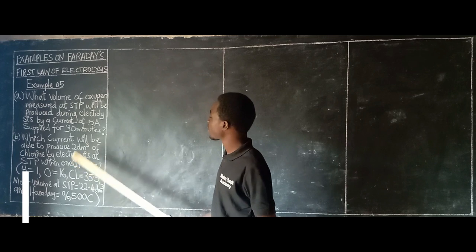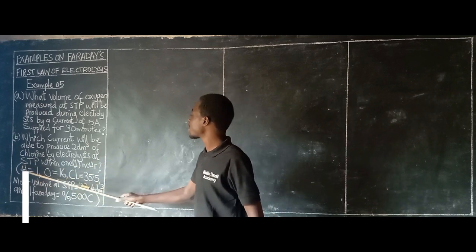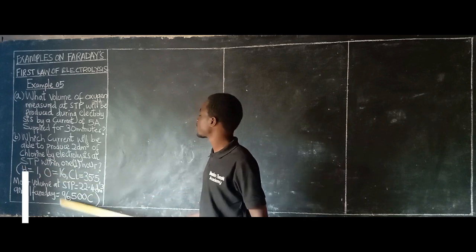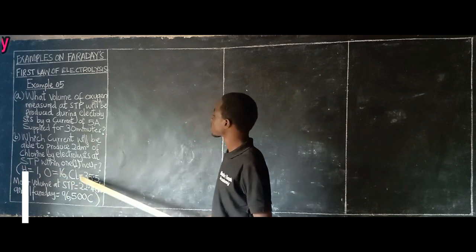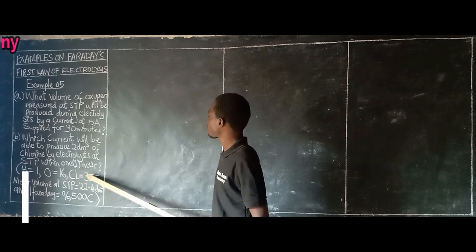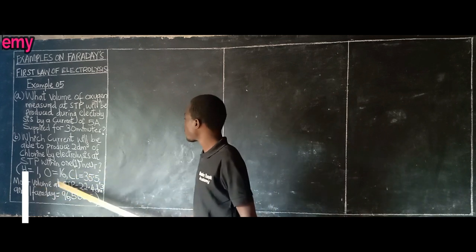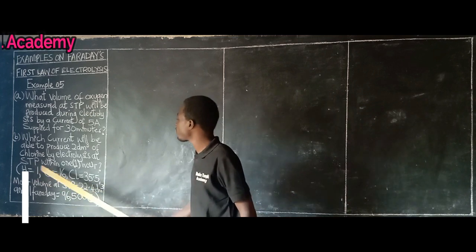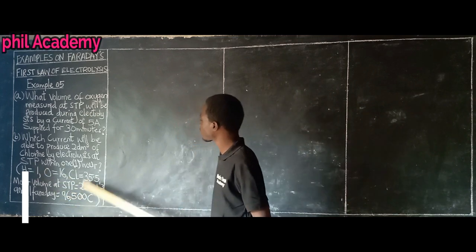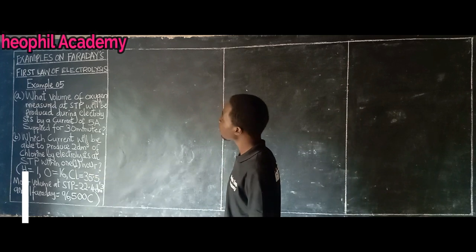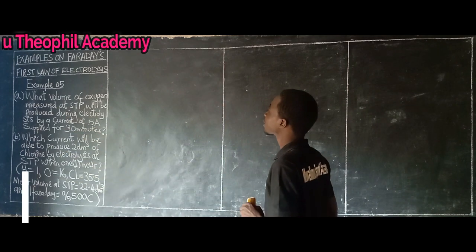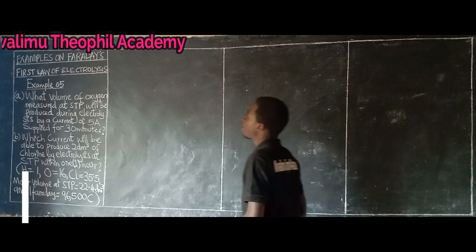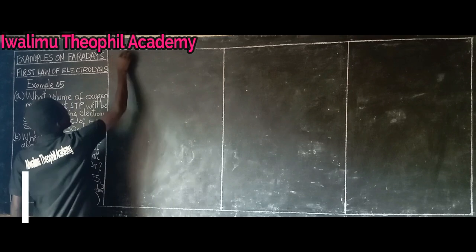We are given that the relative atomic mass of hydrogen is 1, the relative atomic mass of oxygen is 16, the relative atomic mass of chlorine is 35.5, the molar volume at STP is 22.4 decimeter cubed, and 1 Faraday is equal to 96,500 coulomb. Now, let us start looking at the solution of this question by starting with part A.